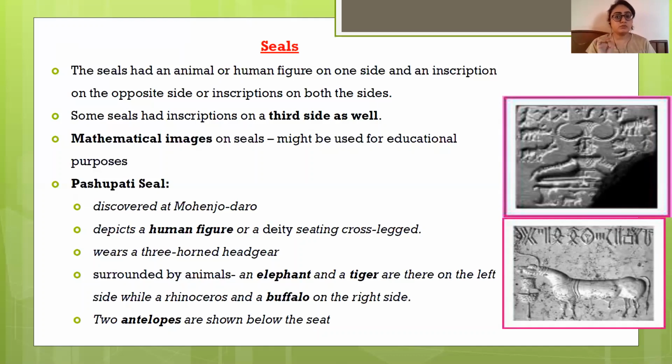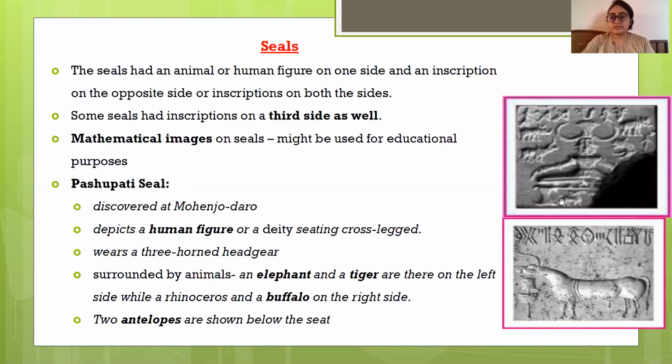Most important, mathematical images have also been found on the seals. So there are mathematical images which might have been used for educational purposes as well. The experts who are researching it say that the mathematical images found on the seals might have been used for some educational purposes. Then one important seal discovered from the Indus Valley civilization is known as the Pashupati seal, which you can see here in the picture.